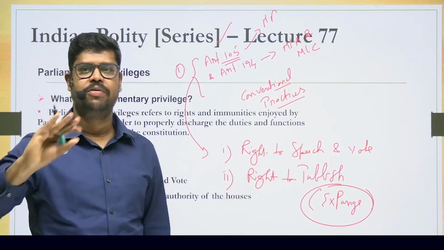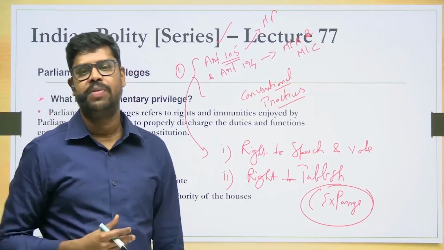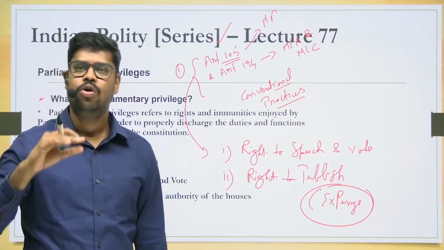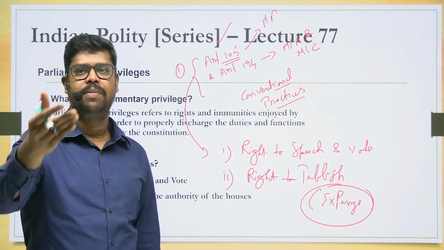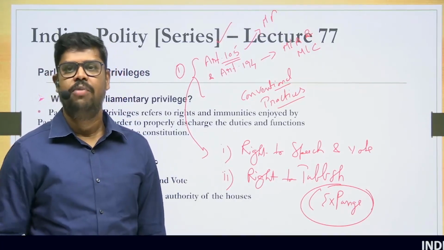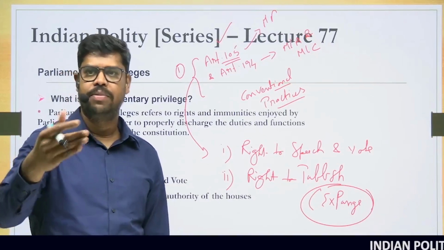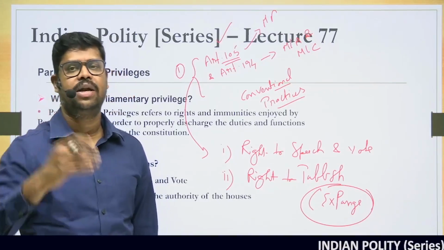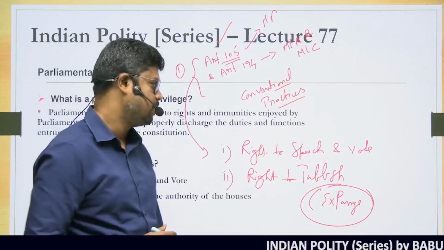Apart from these two privileges, if any other additional privileges are to be conferred upon the members of the parliament, who shall provide that? The parliament can make a law, and by that law the parliament can provide those privileges. For the members of the state legislature, who can make a law? The respective state legislature can make a law and they can provide the privileges.